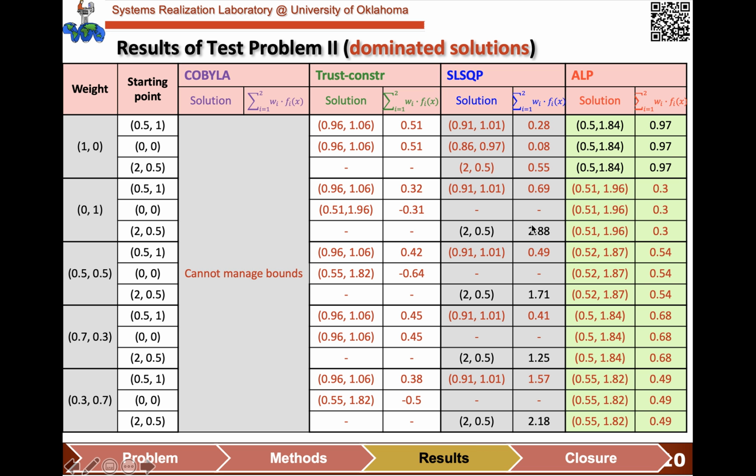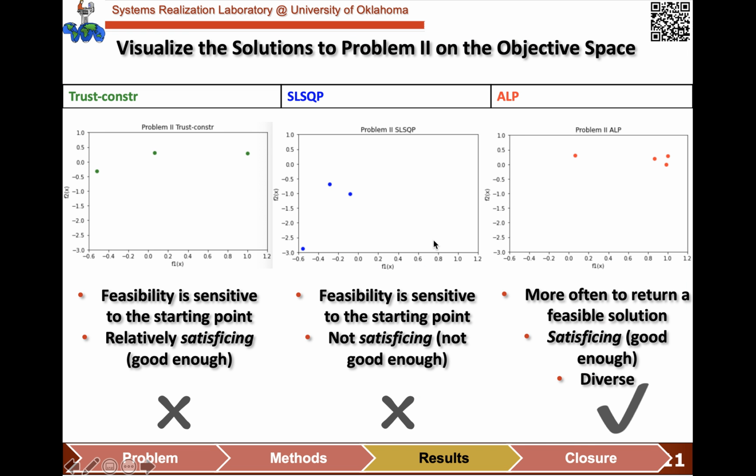Sometimes SLSQP can return better results than ALP, but it depends on its starting point. We visualize the solutions to the problem using 3 different algorithms. Again, we desire the upright corner to be the utopian point. So here is the observation.